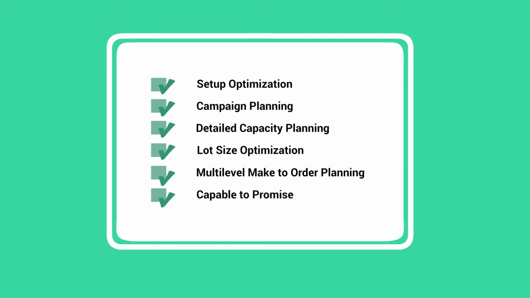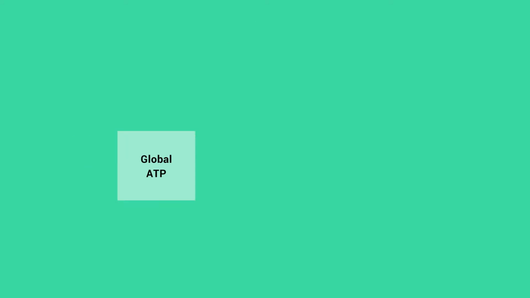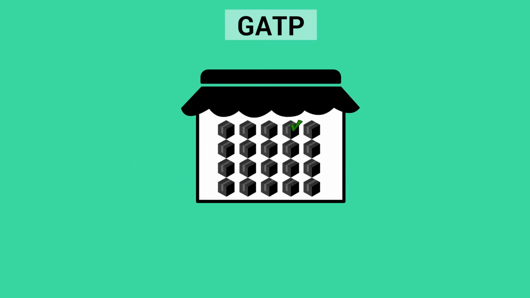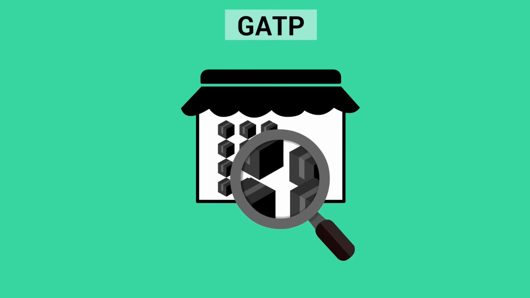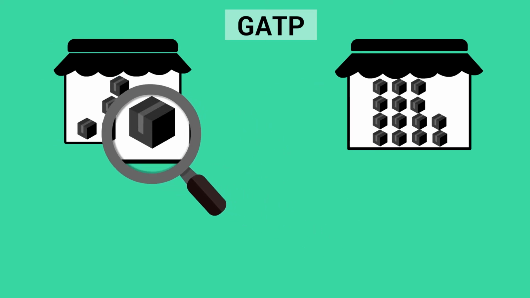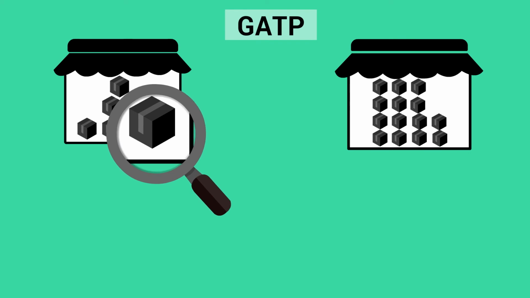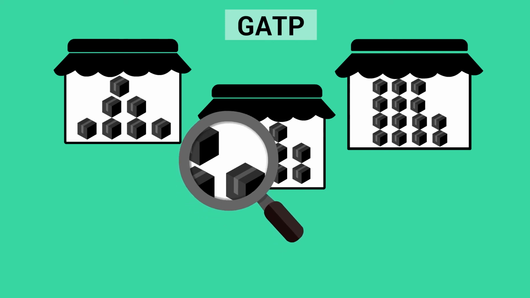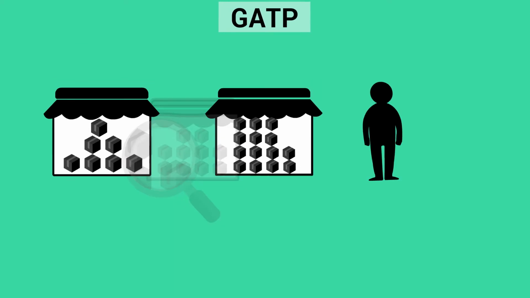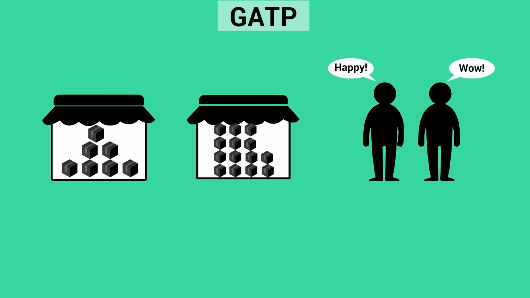capable to promise, CTP. GATP is a process to check if sufficient material is available at the requested date or time to complete an order. GATP is an advanced method of availability check of inventory for finished goods, and even components as well, at multiple locations. This helps in responding more accurately and automatically to availability requests. Therefore, you can avoid the manual task of checking a particular customer request by checking all possible locations and inventory information. As order promising is more accurate with GATP, this results in increased customer satisfaction.